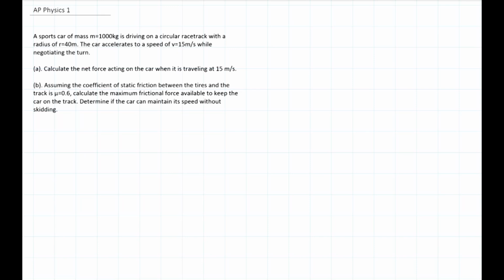A sports car of mass m equals 1,000 kilograms is driving on a circular racetrack with a radius of r equals 40 meters. The car accelerates to a speed of v equals 15 meters per second while negotiating the turn.